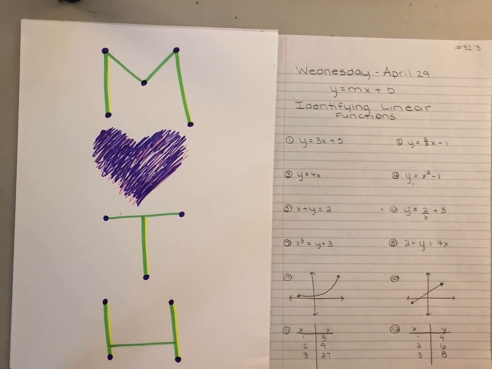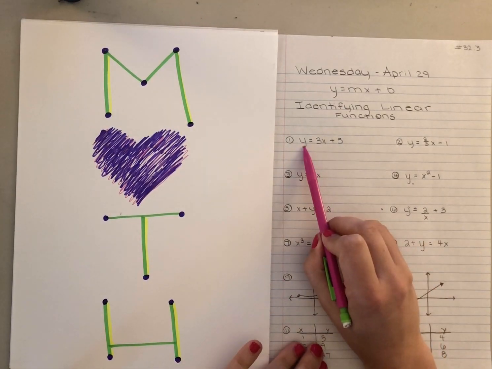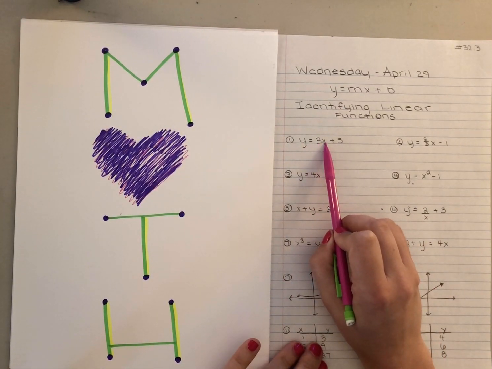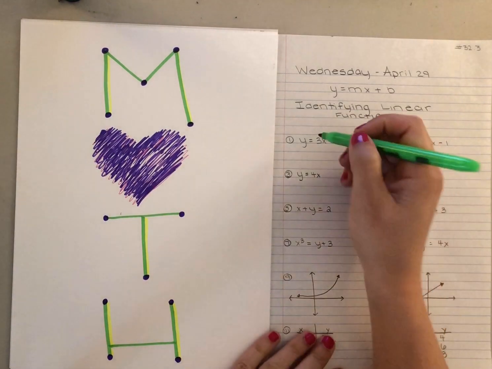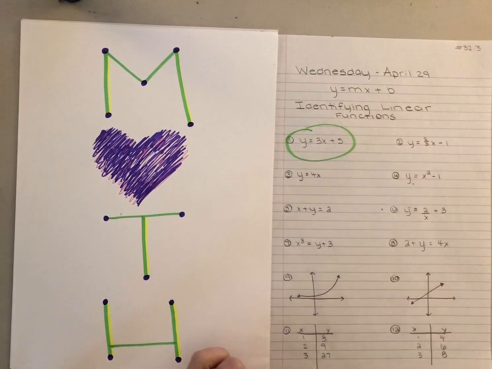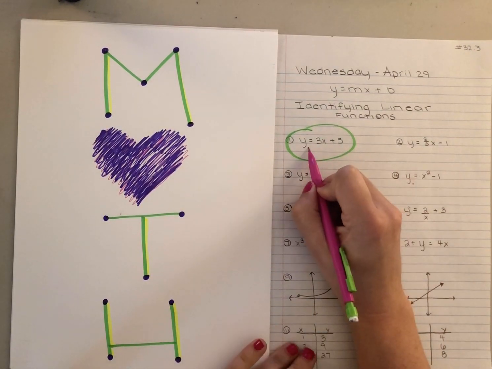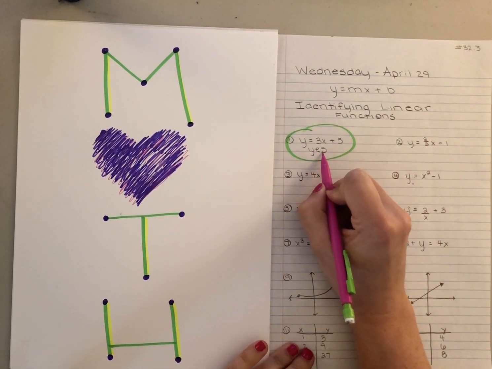For this one, the answer is yes, right? We have y equals a slope times x plus a number. So that one's really easy. It's in slope-intercept form. I can identify the slope. I can identify the intercept. So this one is a yes. This is going to form a line. This is a linear equation.